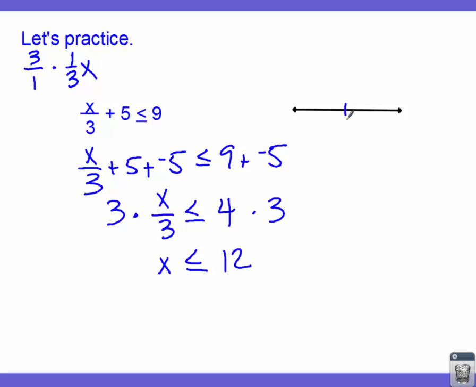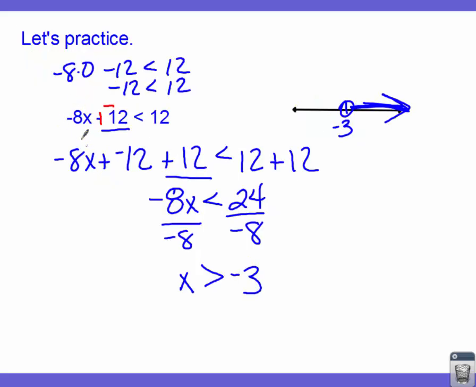So we come over here to do a quick graph. We put a 12. Because it's less than or equal to, we do a closed circle and we shade to the left. So to solve inequalities, what you have to remember is, you solve them exactly the same way we do equations. But if your coefficient is negative, and you can tell that right off the bat in the equation, you're going to end up flipping your inequality in your answer. And that's how you solve two-step inequalities.